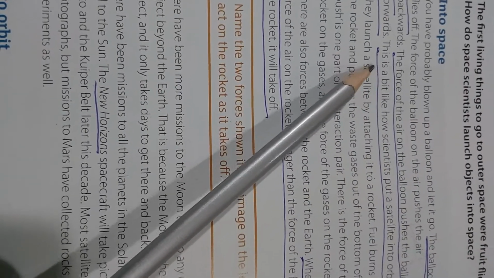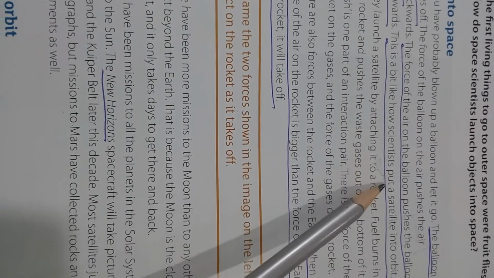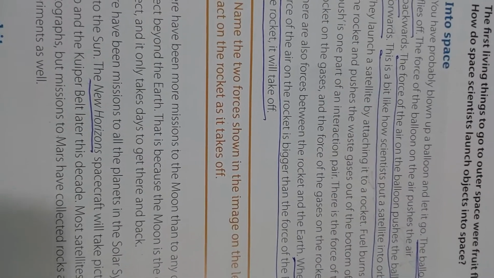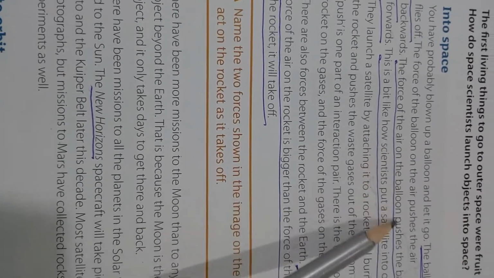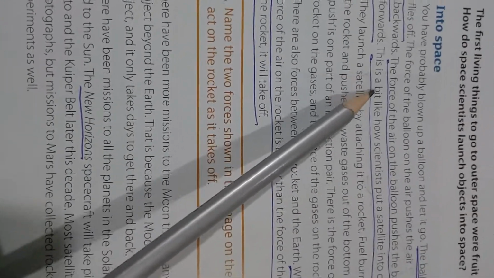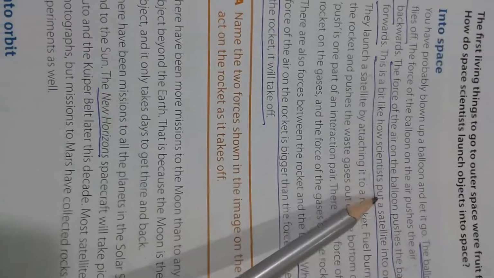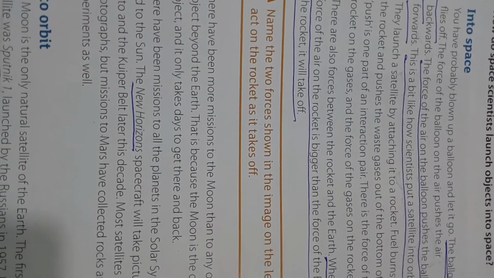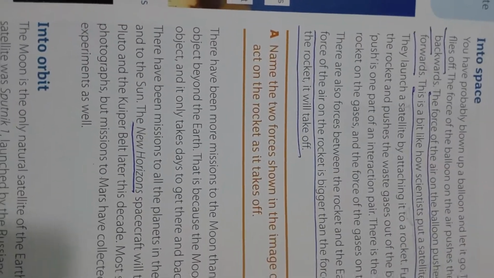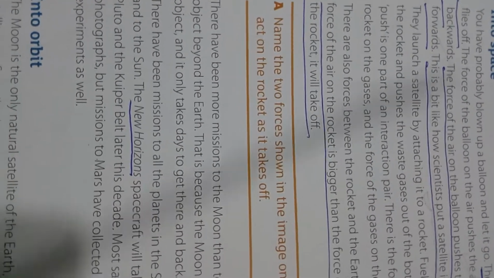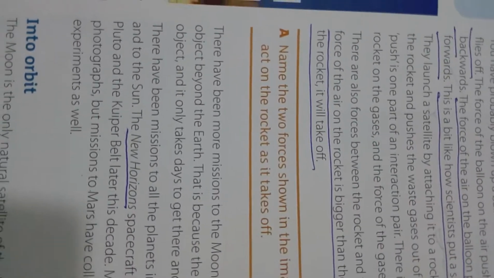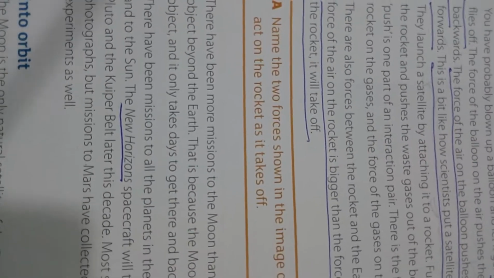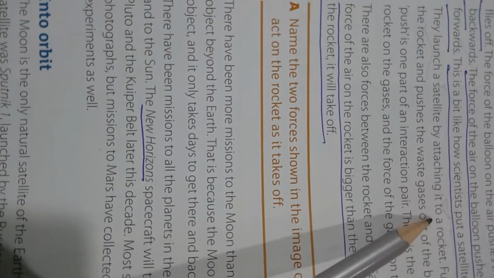And we are saying this is a bit like how scientists put a satellite into orbit. Okay? The force of the air on the balloon pushes the balloon forward. And this is how scientists put a satellite into orbit. So basically, if you are looking at this one, we are saying how does a rocket get into the atmosphere? What pushes the rocket? This is how we are giving the description.